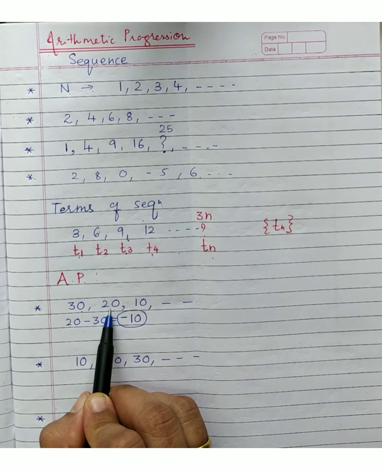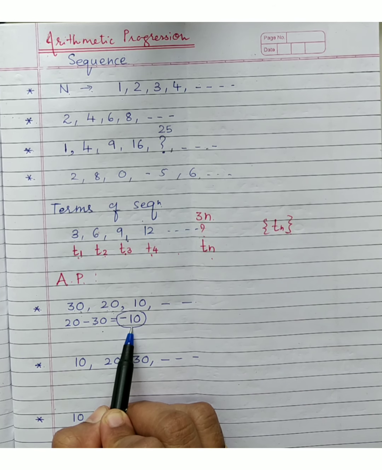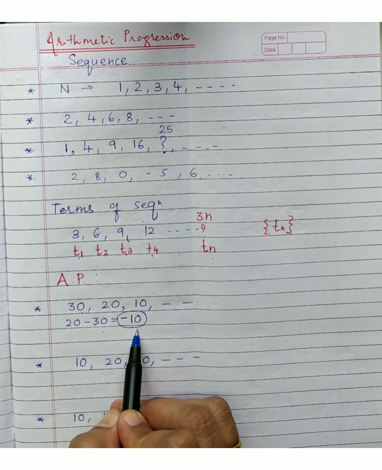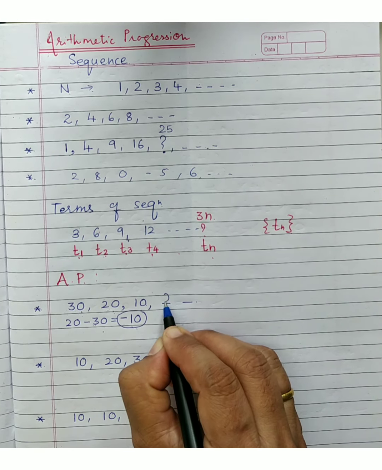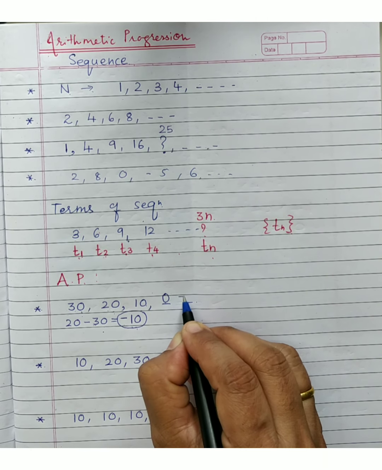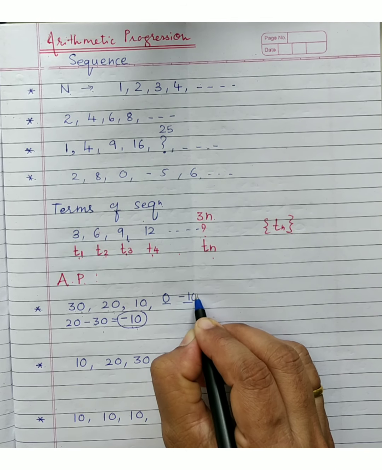Also, to 20 you add minus 10, the answer is 10. So to 10 you add minus 10, you get the next term 0. To 0 you add minus 10, you get the answer minus 10.